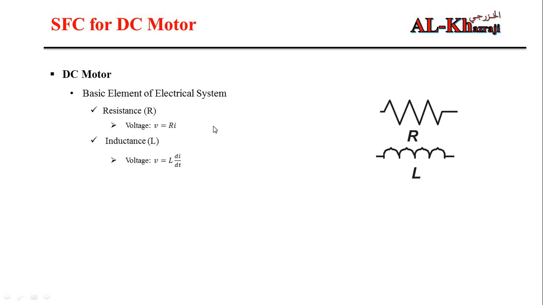We will use the voltage to build the differential equation. So we need to know for the electrical part how the voltage is calculated in the resistance and in the inductance. So the voltage in the resistance is the resistance multiplied by the current I, and the voltage in the inductance is the inductance multiplied by the derivative of the current I.